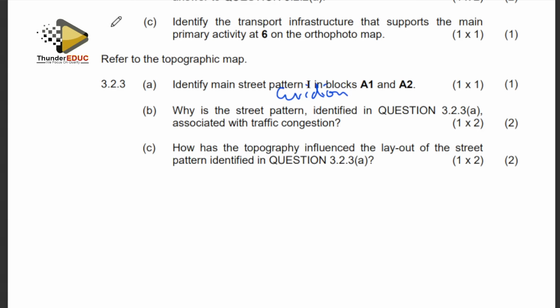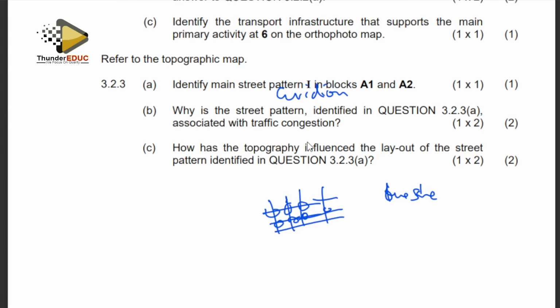Then you got the next question. The next question says, why is the street pattern identified in question 3.A associated with traffic congestion? Remember, grid looks like this. It has got a lot of intersections. Intersection here, intersection, intersection, like that. These are all intersections. And normally, it is one-way streets. For example, when you go to Johannesburg, the streets are one way. When you go to cities, mainly in cities, it is one-way street patterns. So it takes that shape.